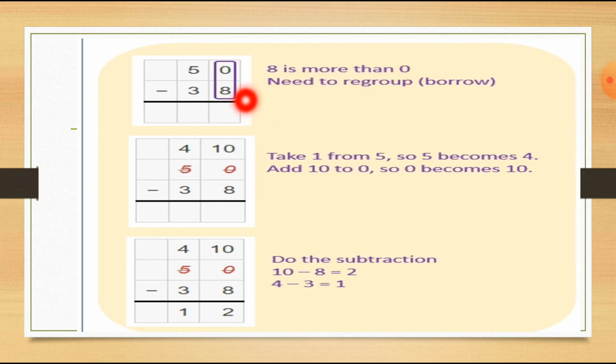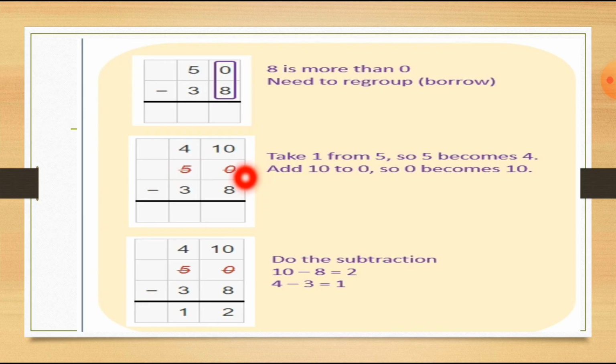You can see this, here is the 8 and here is the 0 which is at the top side. So 8 is more than 0, so we need to regroup. It means borrow. We need to take from the next digit, which is in the tens column. Here is the 0, so we will take 10 from this 5.